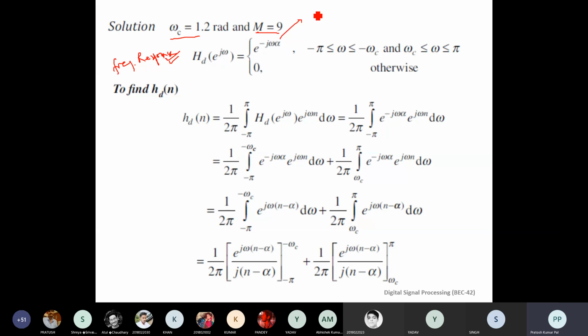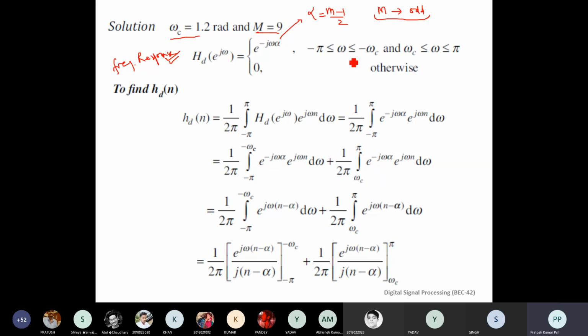Here alpha is (m minus 1) divided by 2. Generally, we make m odd. We always try to make m odd, because only then (m minus 1) divided by 2 will be a complete integer. So our main motive is that m should always be odd. And this will be the frequency range.